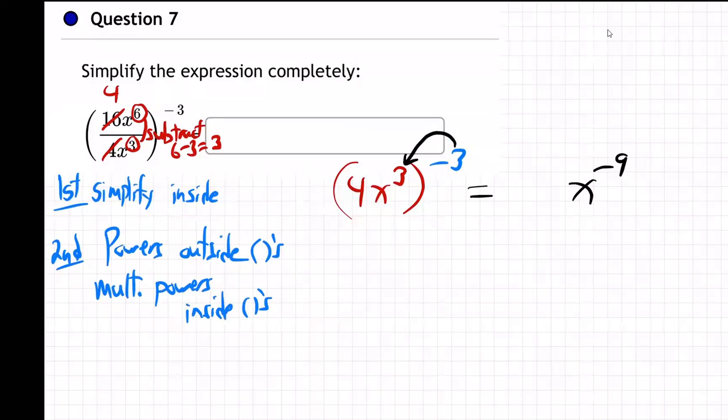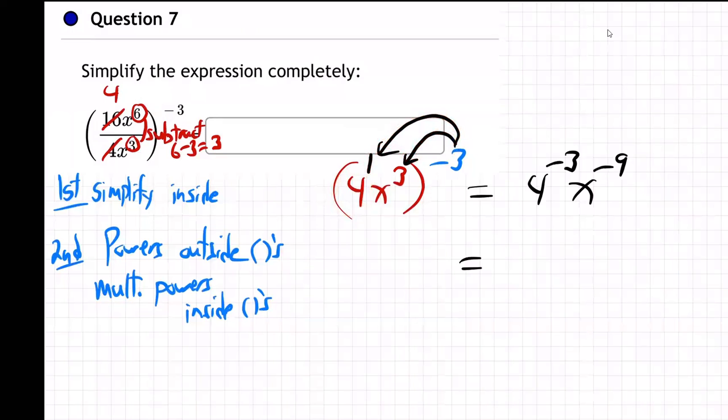But the other thing that's going to happen is there's really a 1 power on that 4. So it'll become 4 to the minus 3. Does that make sense? Watch out for that. It's an easy mistake to make to not realize that. Any number or letter that's not showing its power really has an invisible 1 power. And so the power outside parentheses can multiply the powers inside parentheses. So then what does that equal?